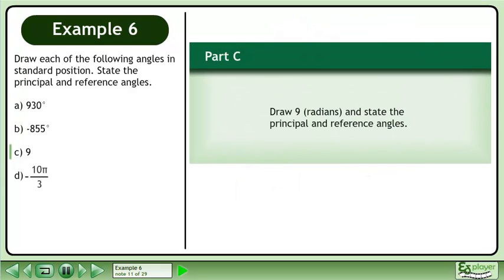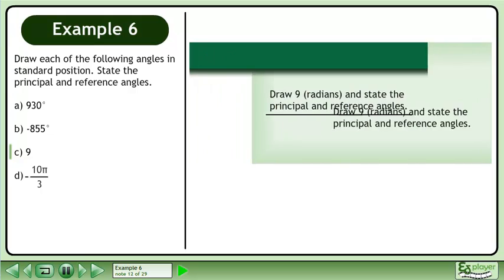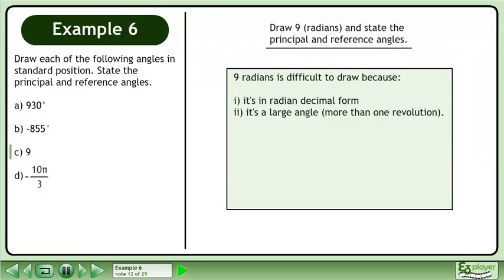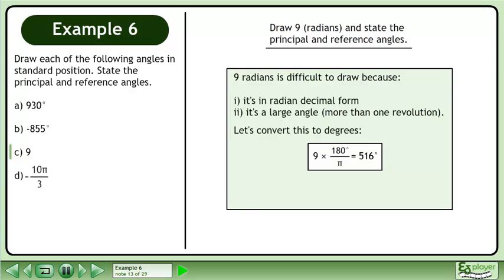In Part C, draw 9 radians and state the principal and reference angles. Nine radians is difficult to draw because, 1, it's in radian decimal form, and 2, it's a large angle that is more than one revolution. Let's convert this to degrees. Multiply 9 radians by 180 degrees over pi to get 516 degrees.